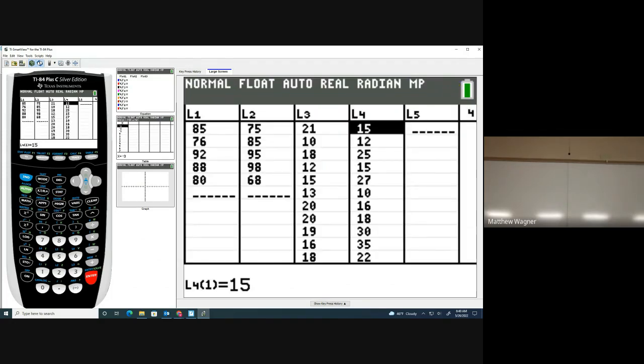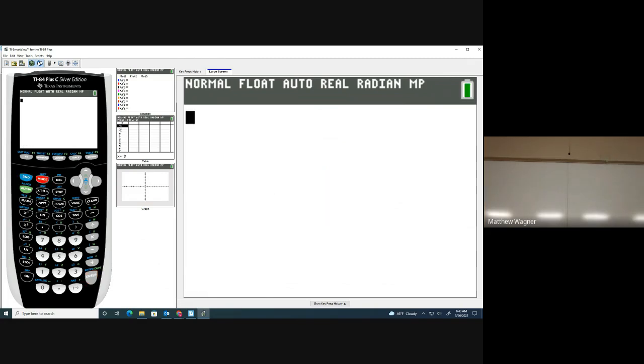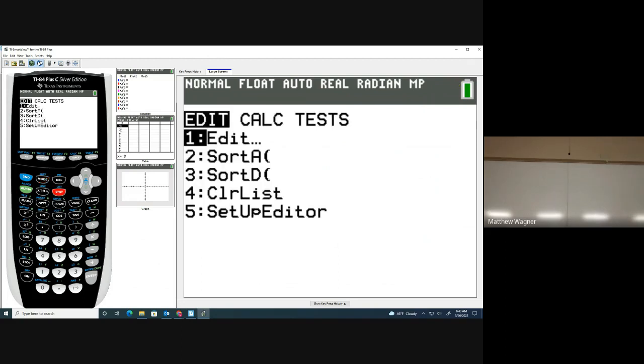If you notice, L1 and L2 are completely set up here. If you want to pause the video and enter that information, you're welcome to. I'm going to move on. Once you have your data set up, you can quit. Just do second mode to get to your home calculation screen. From here, we're going to run those numbers.